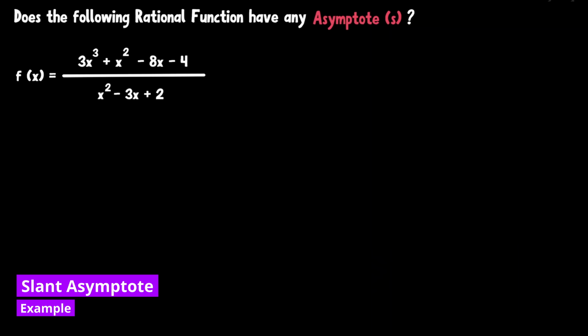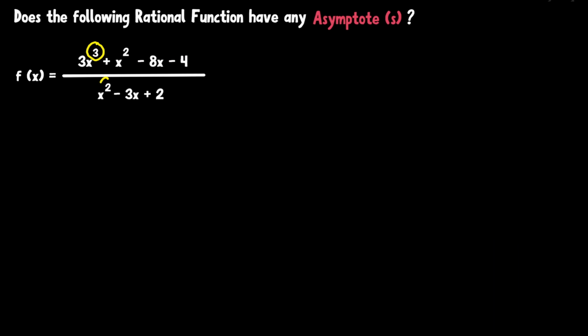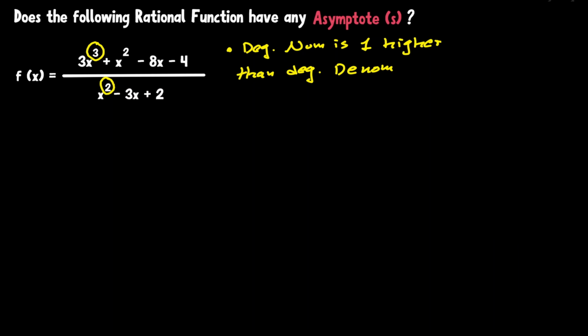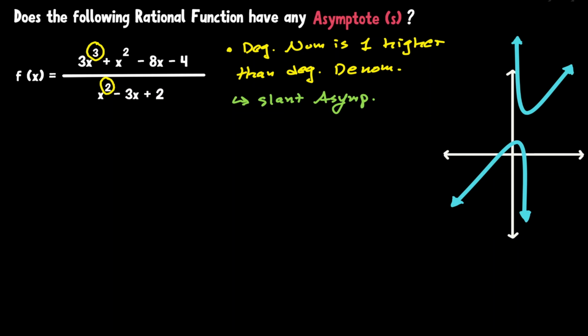In this rational function f of x, the degree of the numerator is exactly 1 higher than the degree of the denominator. So we can start thinking about the behavior of a slant asymptote. And when I graph this function, I can see that happening. I can see that my function follows a diagonal line as it goes to positive infinity and as it goes to negative infinity. Now let's try to find the equation of this slant asymptote.